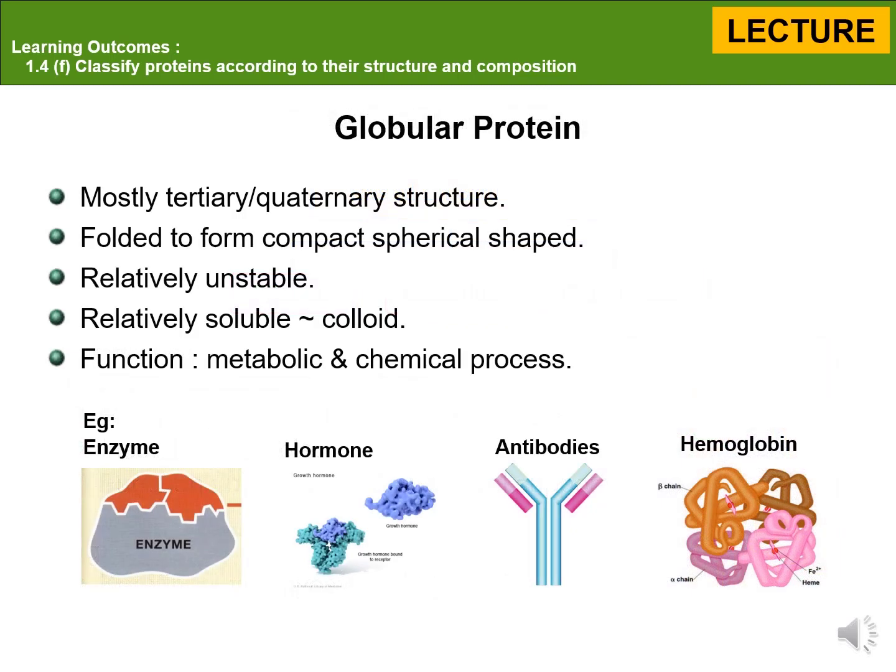Globular proteins are mostly tertiary or quaternary structure. They are folded to form a compact spherical shape. This structure is relatively unstable. Globular proteins are relatively soluble, forming colloid in water. They function in metabolic and chemical processes. Examples of globular protein are enzymes, hormones, antibodies, and hemoglobin.